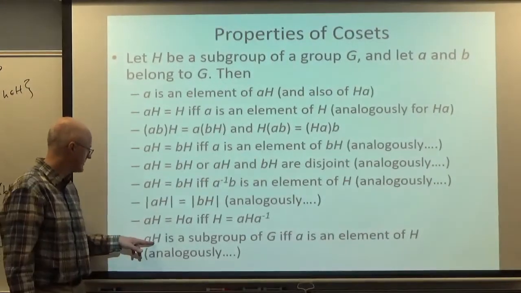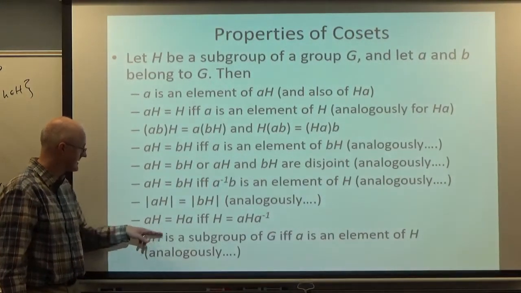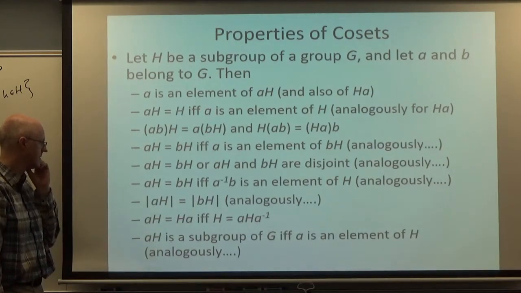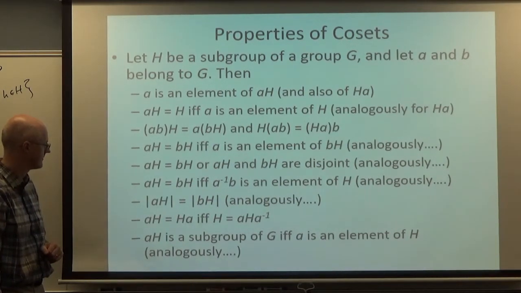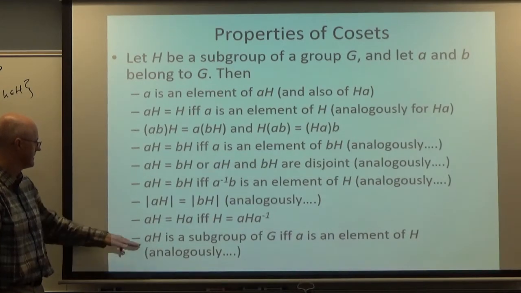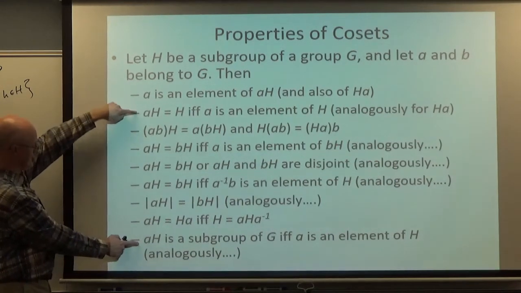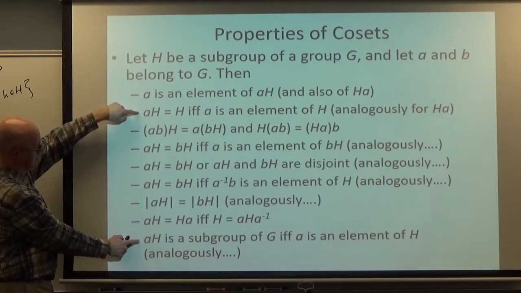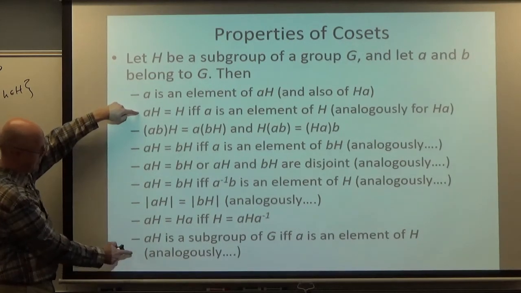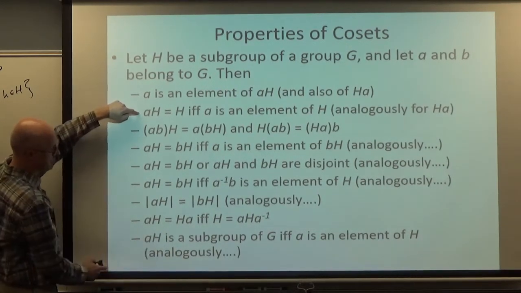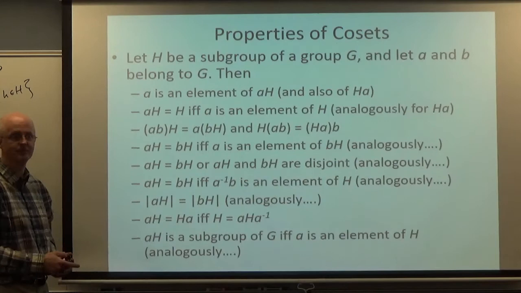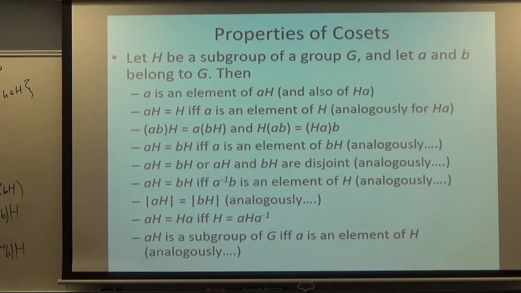Finally, aH, the left coset of H in G containing a, is a subgroup of G if and only if a is an element of H. Same with the right coset of H in G containing a. That's what I mean by the analogous, I'm talking about with right cosets. This should jive with this. These two things should jive together, right? If H is a subgroup of G, when a is an element of H, not only is aH a subgroup of G, aH also equals H. It's the starting subgroup, H. The subgroup that you start with.